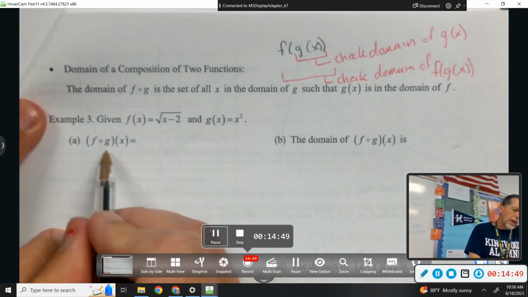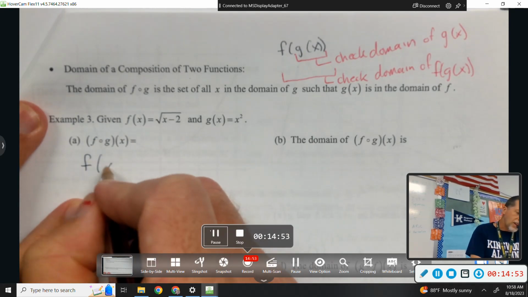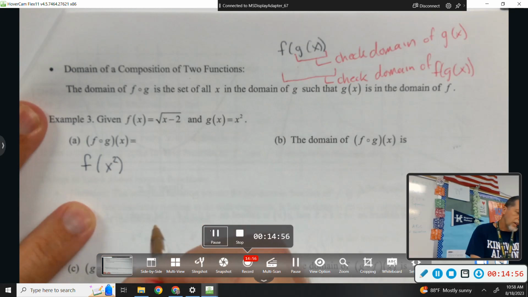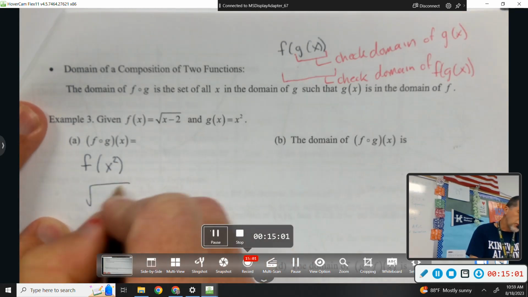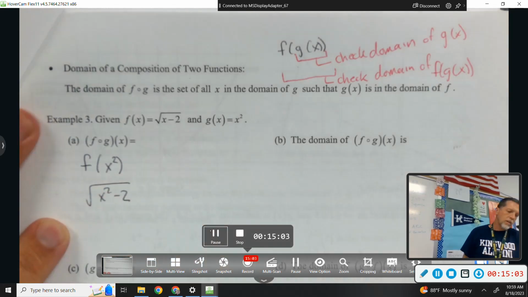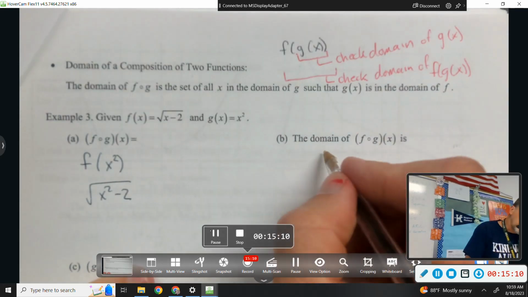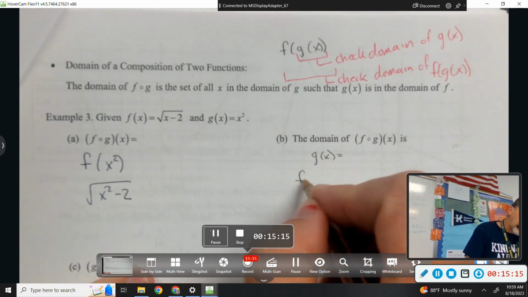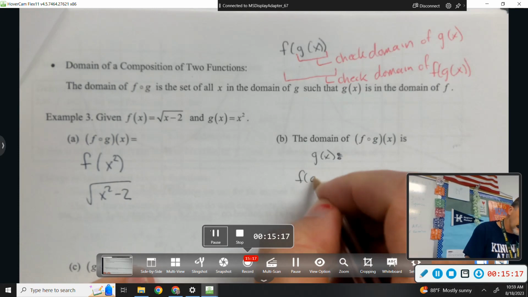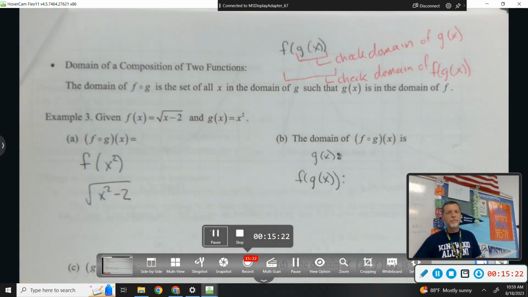Okay, example 3, f of g of x. So not worried about domain yet, just f of x squared, which means the square root of x squared minus 2. Okay, so the domain of f of g of x. I do have to worry about both of them, the inside and the overall.